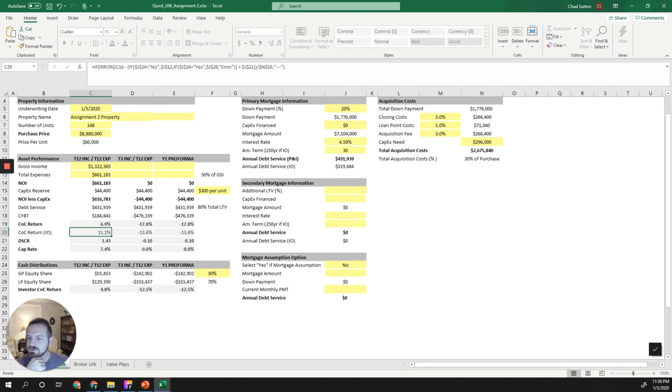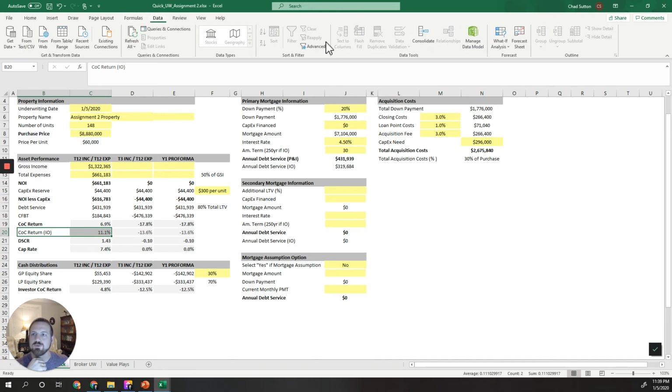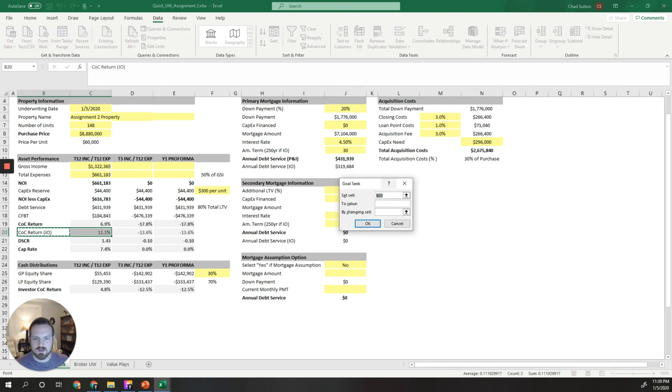Like I told you, let's just try to get this down to 10%. And I'm going to cheat here because I know a little trick. If we go to data, what if analysis, goal seek, and I say set cell C20, which is our cash on cash return interest only. I'm going to do that just to be consistent with our other example. To value 0.1 for 10% by changing cell purchase price. And I hit go. Excel will do so.